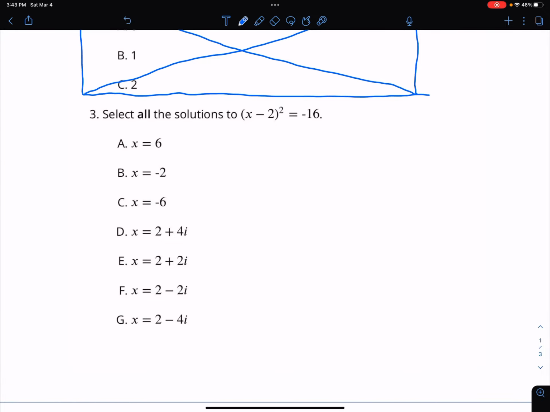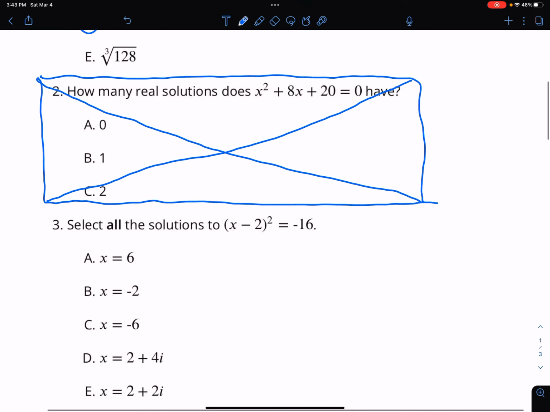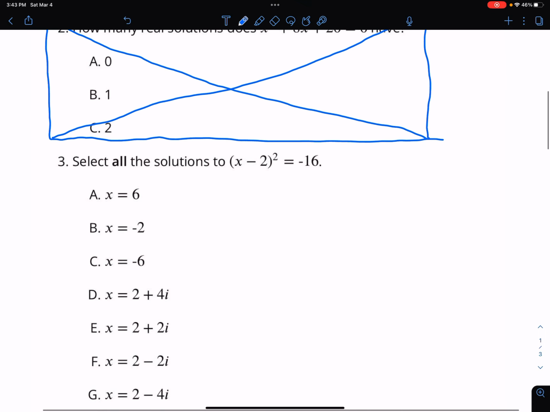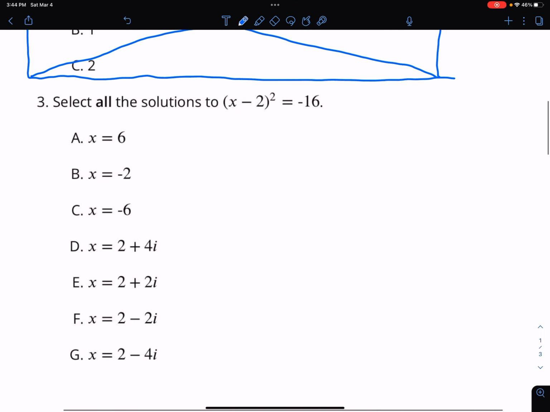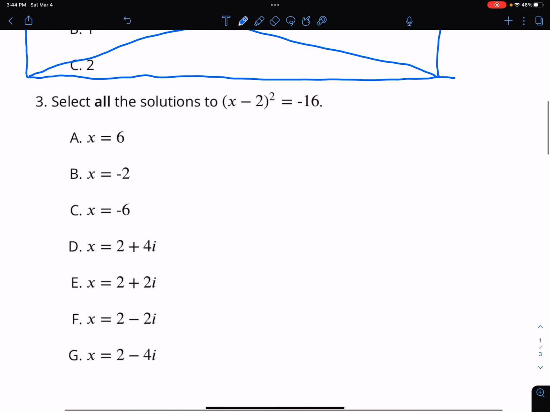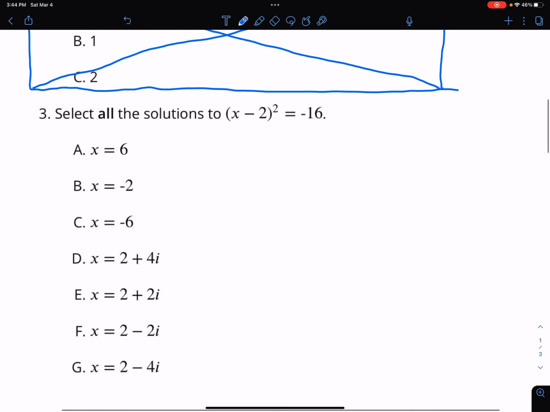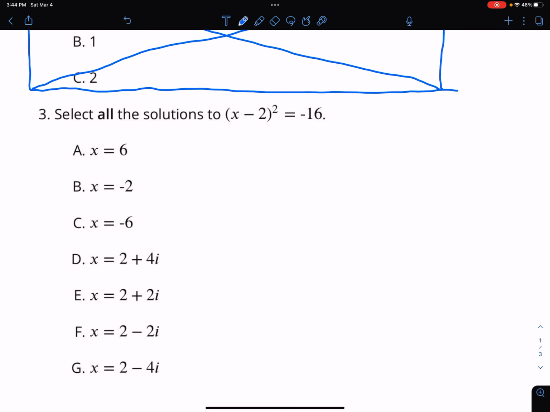Let's take a look here. We've got question 3. Like I said, we're going to skip 2. I'm not going to put that question 2 on the test. 3. Select all solutions to (x minus 2) squared equals negative 16. Okay, I'm going to rewrite this down here.